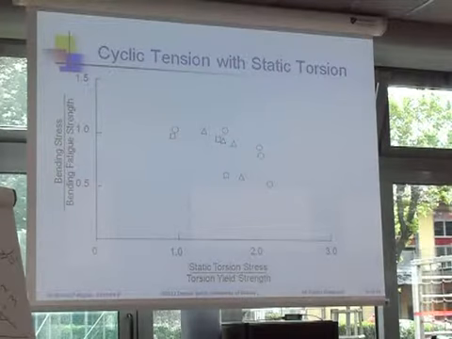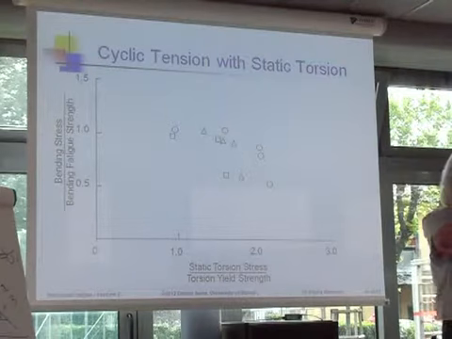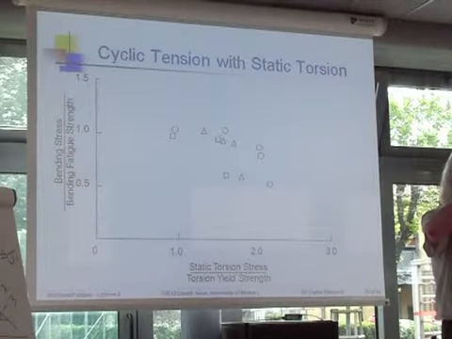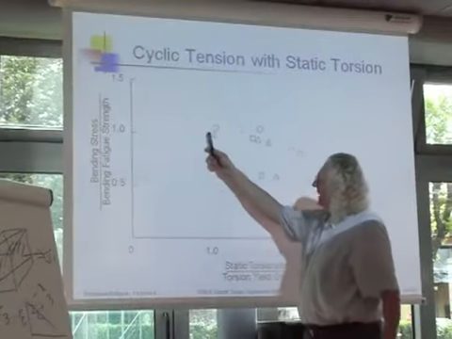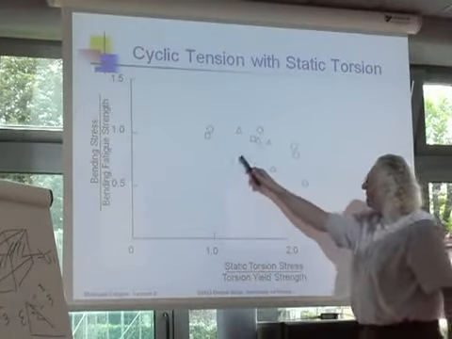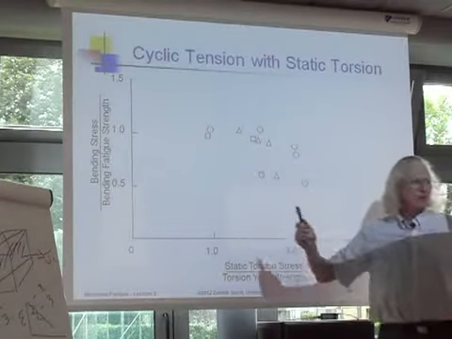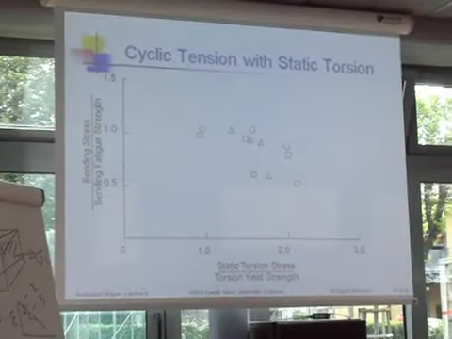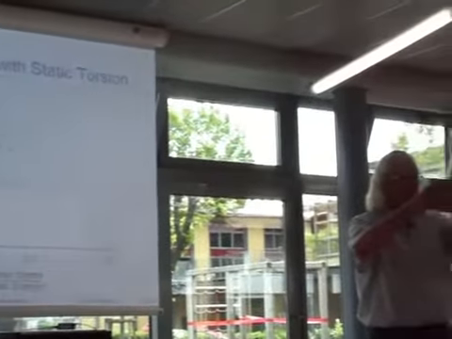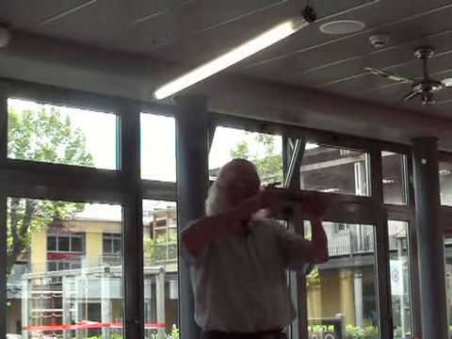So this is cyclic tension with a static torsion. So cycle this in tension and then have a static twisting. And we see the same kinds of behavior. Nothing happens until you get way out here, well past the yield point. So it seems from the test data that if I have a mean shear stress, it does not affect the tensional fatigue, and it also does not affect torsional fatigue. So mean shear is unimportant.